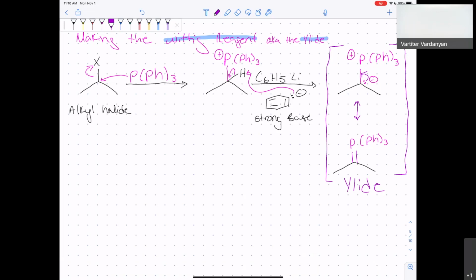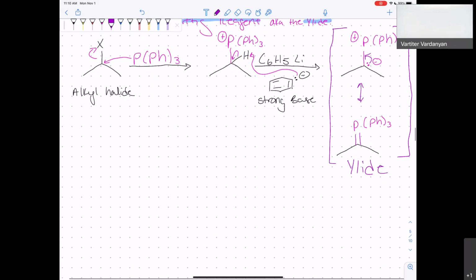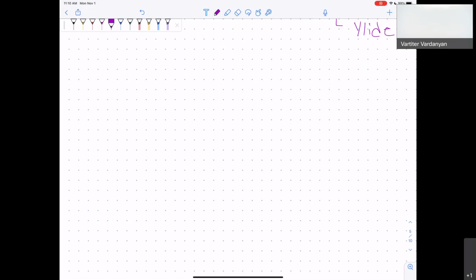Okay, so I'm going to show you the actual Wittig reaction and how to do it, and then I'm going to show you the rosemary method to do it. The rosemary method is my favorite. Okay. So let's just give this a little heading. The Wittig reaction.